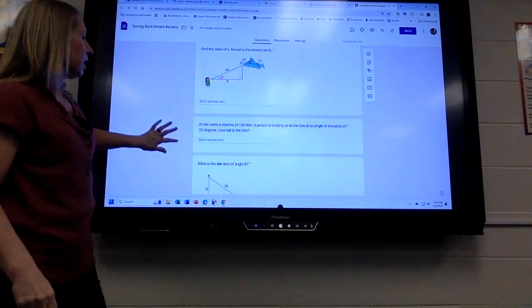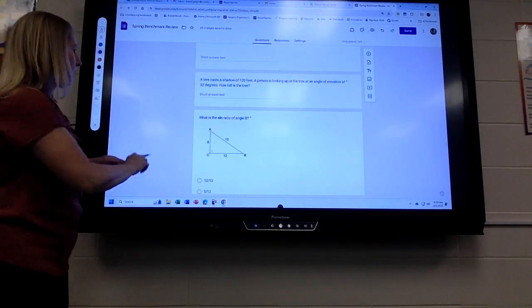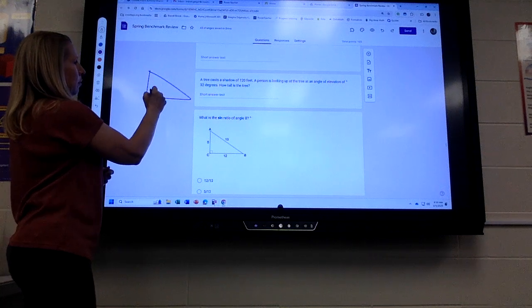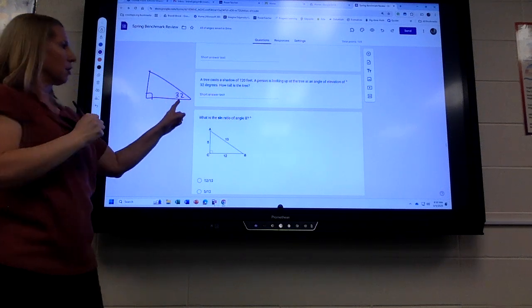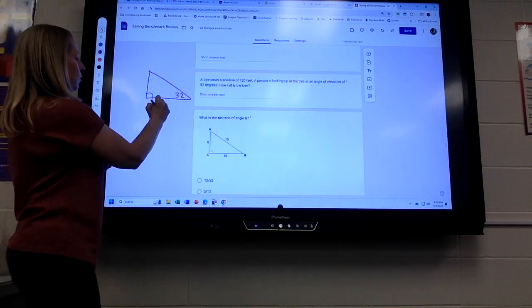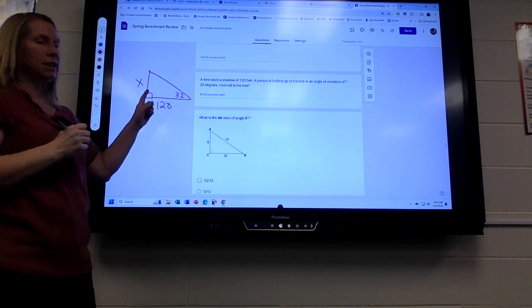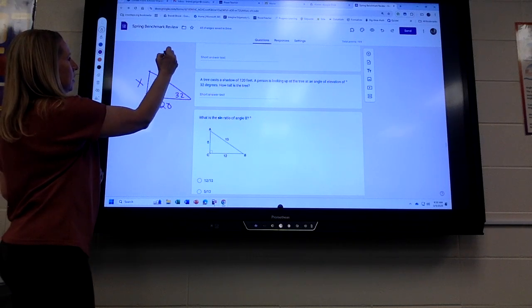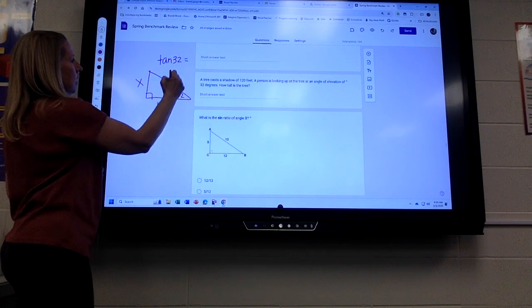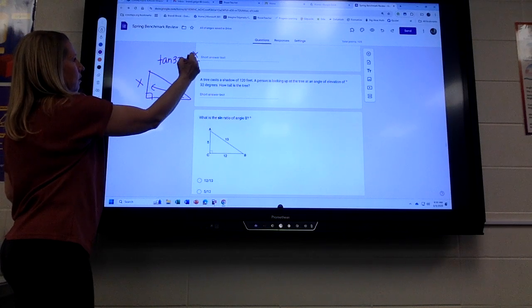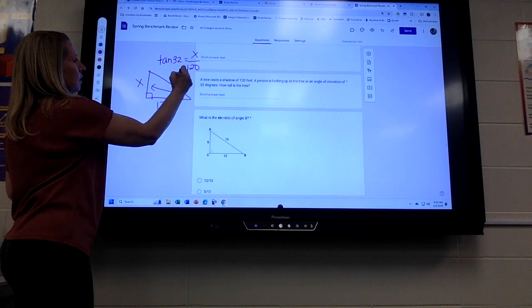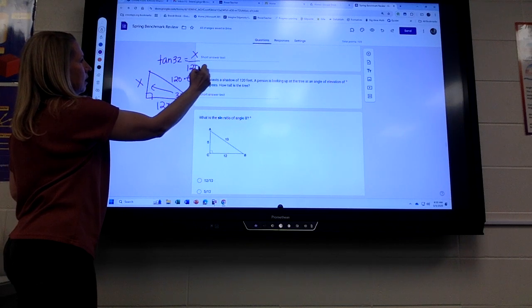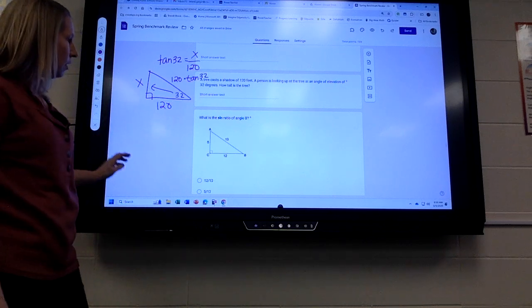If you have it in words, remember the angle always goes in that corner. The shadow's 120. I want to know the height of the tree. So no hypotenuse, tan 32. Opposite over adjacent, so 120 times tan 32.